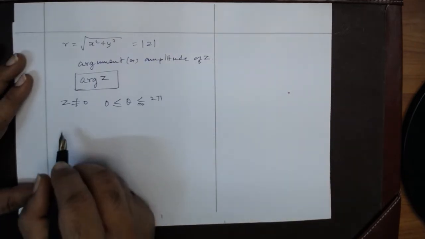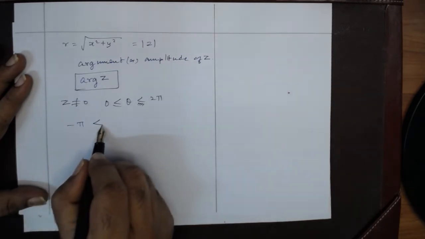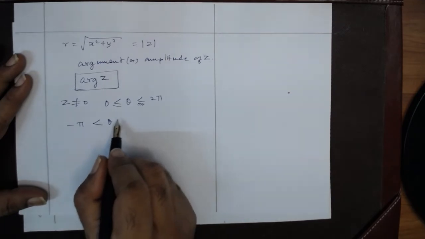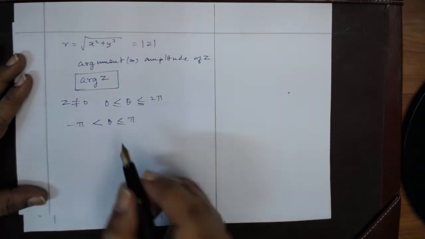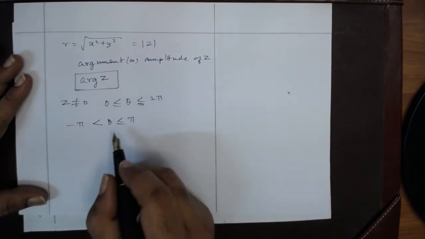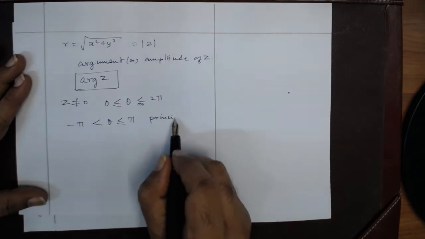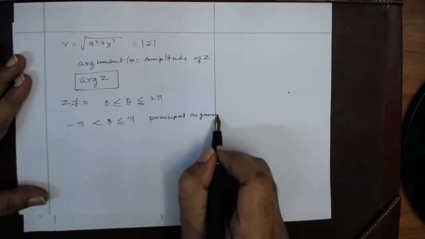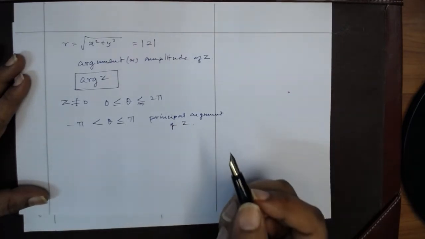So in this case, minus pi is less than theta, that is less than or equal to pi. This is called the principal argument of Z, the complex number.